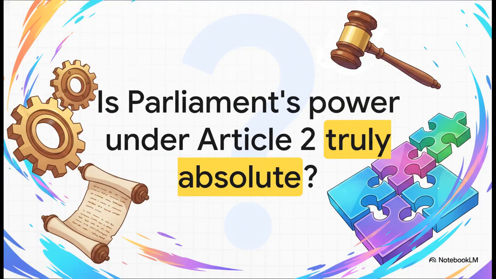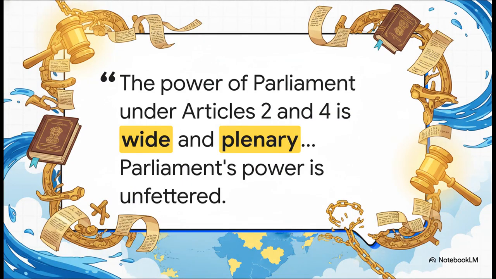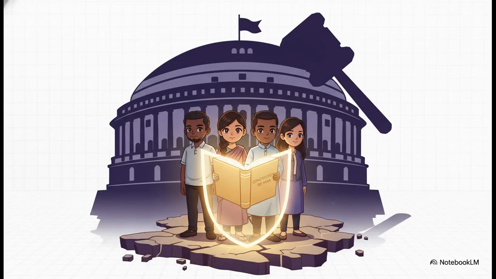This raised a massive legal question for the court. Is Parliament's power under Article 2 so absolute that it can just go back and rewrite a deal it already made? Can it change the conditions of a merger after the fact? And the Supreme Court's answer was a thunderclap. In its ruling, the court said the power of Parliament is wide and plenary, and then it dropped this word: unfettered. Unfettered! That judgment basically cemented the idea that Parliament's authority here is total and it isn't limited by previous agreements.